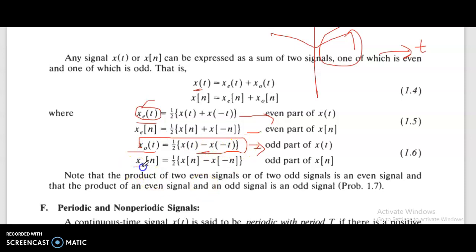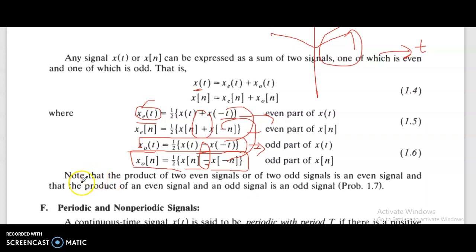Here xo of n equal to 1 by 2 of x of n minus x of minus n. Here minus is there in odd. In even, here adding. Same thing: what is coming in odd in discrete signals is the same as what came in the discrete even part.